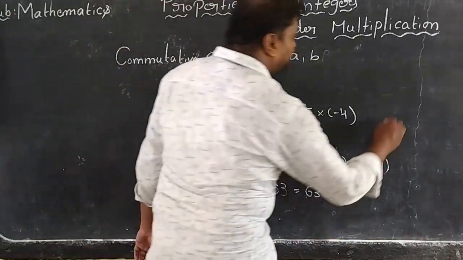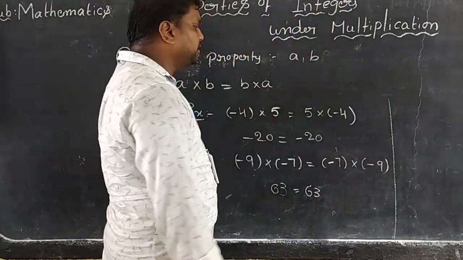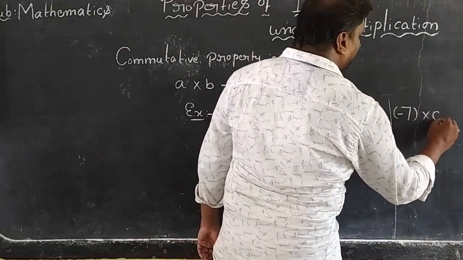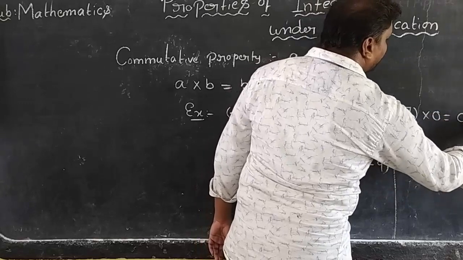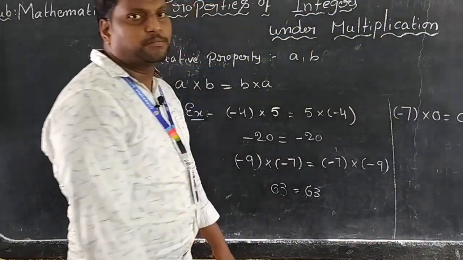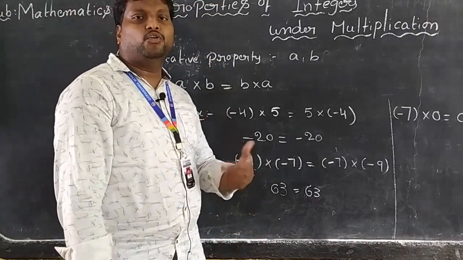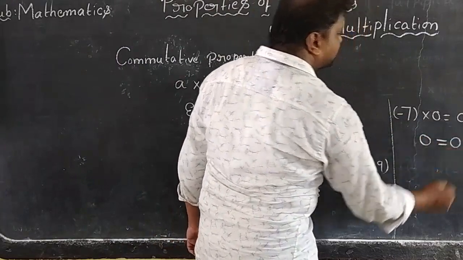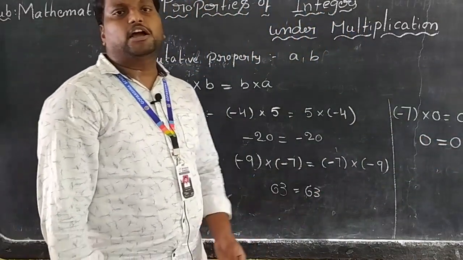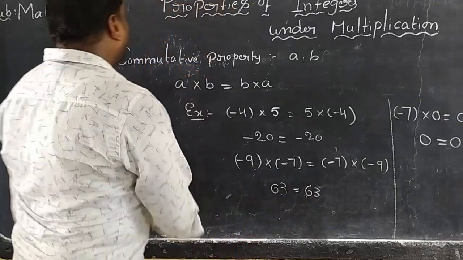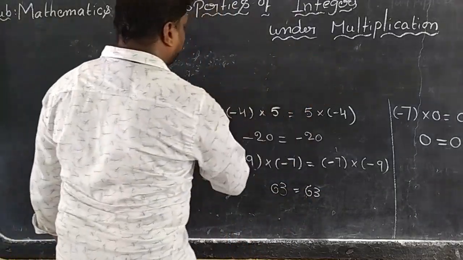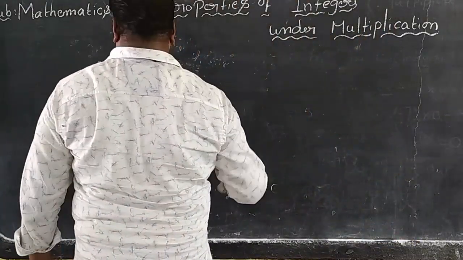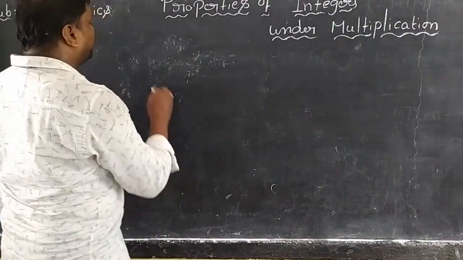One more example we'll take by using a whole number, using 0. Minus 7 into 0, we can write 0 into minus 7. This is also commutative property. Why? Because if we multiply any integer or any whole number or any natural number with 0, we will get the answer 0. LHS is equal to RHS. This is called commutative property. Next, associative property.